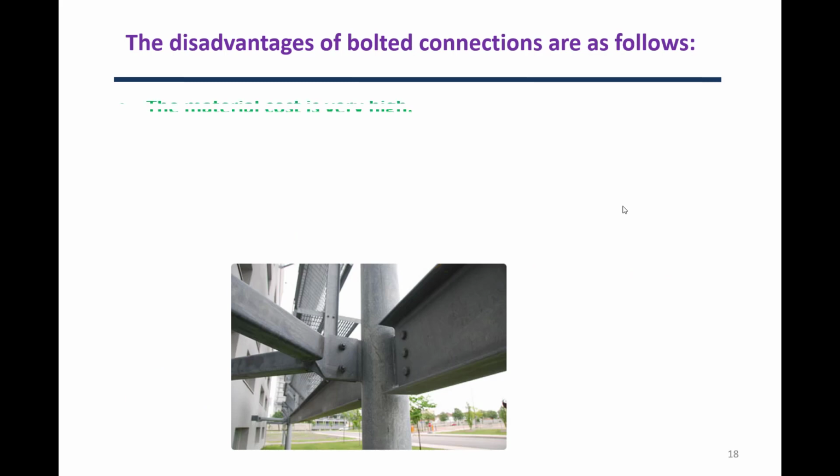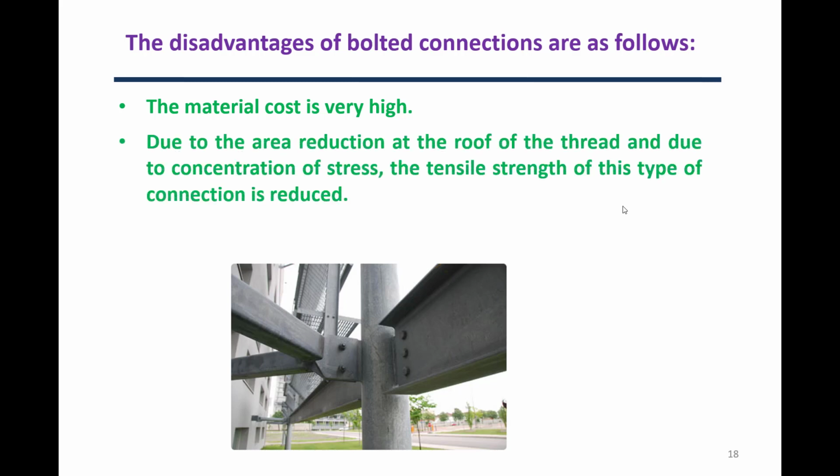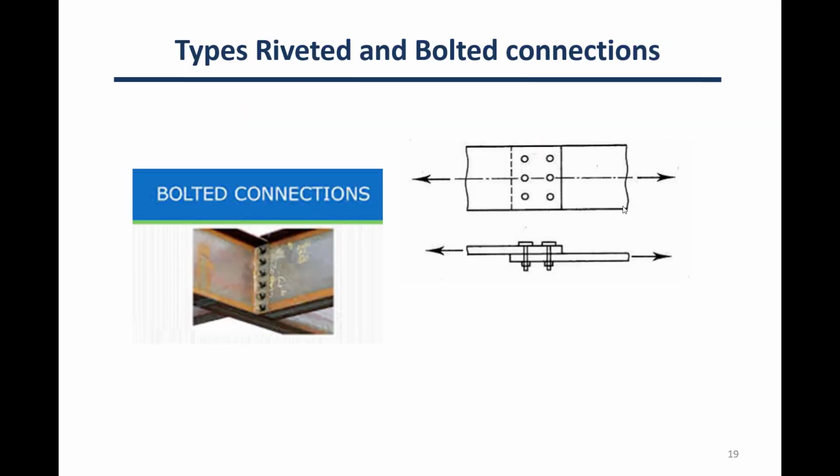For the disadvantages, the material cost is very high due to the area reduction at the root of the thread due to concentration of stress. So the tensile strength of this type of connection is reduced. Bolts get loose if they are subjected to vibrations or shocks. So these are the examples of bolted connections.